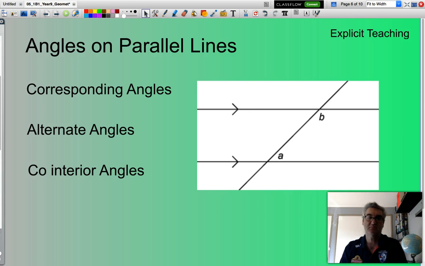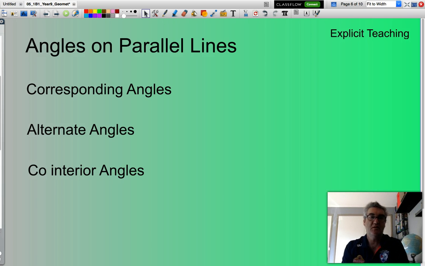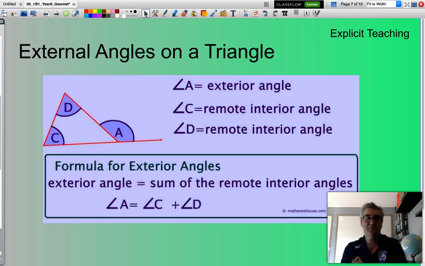And just moving along, if I look at a triangle, angle A here can be considered to be the external angle on a triangle, exterior because it's on the outside of my triangle. You can see that there. And angle C and angle D are both considered to be interior angles because they're on the inside of my triangle. And it's very important to note that the magnitude of angle A effectively is angle C plus angle D.